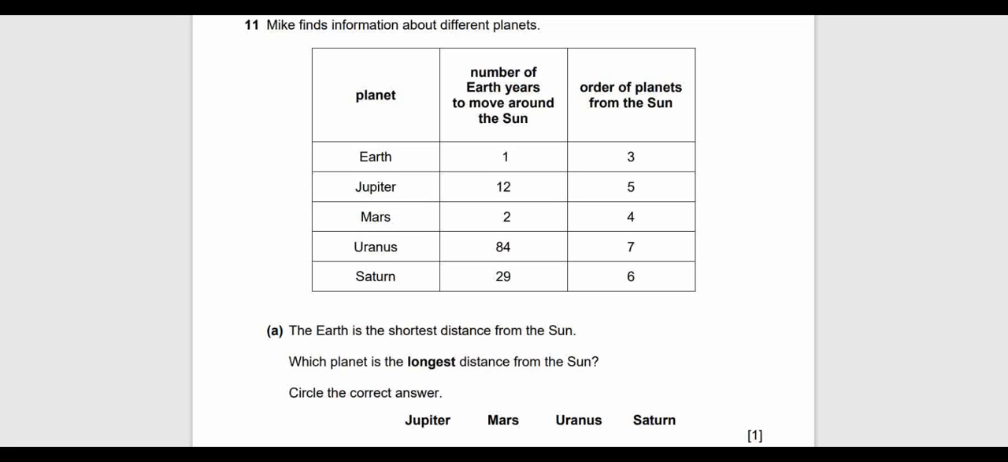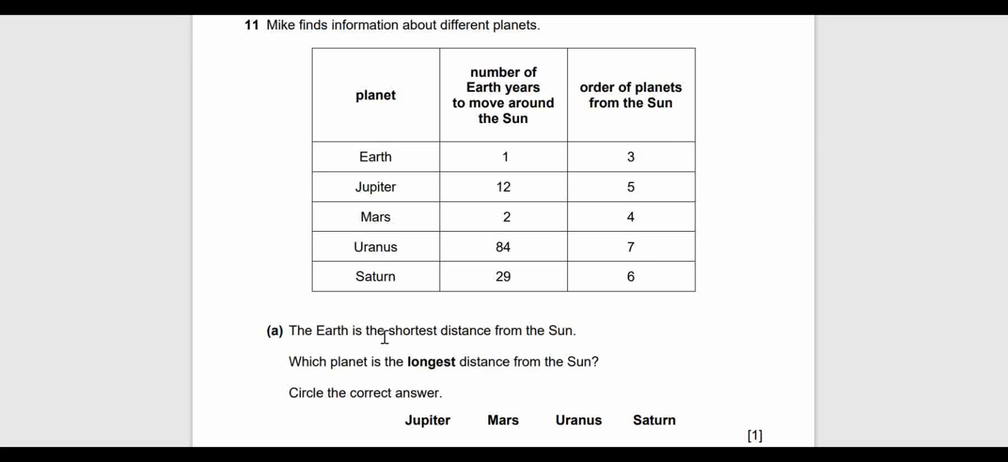Alright, let's move on. Here we go, question 11. Mike finds information about different planets: Earth, Jupiter, Mars, Uranus, Saturn. Number of Earth years to move around the Sun: Earth 1, Jupiter 12, Mars 2, Uranus 84, Saturn 29. The order of planets from the Sun: Earth is 3rd from the Sun, Jupiter the 5th, Mars the 4th, Uranus the 7th, Saturn the 6th.